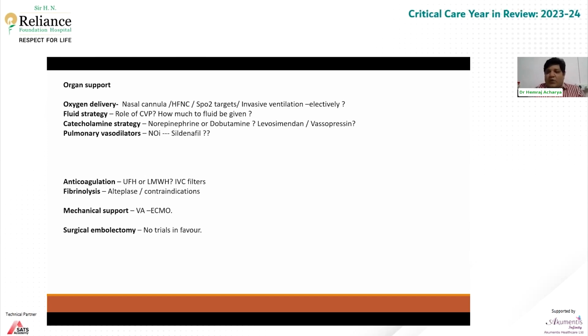In the catecholamine strategy, they talked about norepinephrine, which remains the first mainstay drug. They talked about dobutamine, which increases LV contractility, though in these patients the LV is already hypercontractile, and it is the RV pushing on the LV, not the contractility. So dobutamine can harm at higher doses. They also talked about levosimendan and vasopressin.